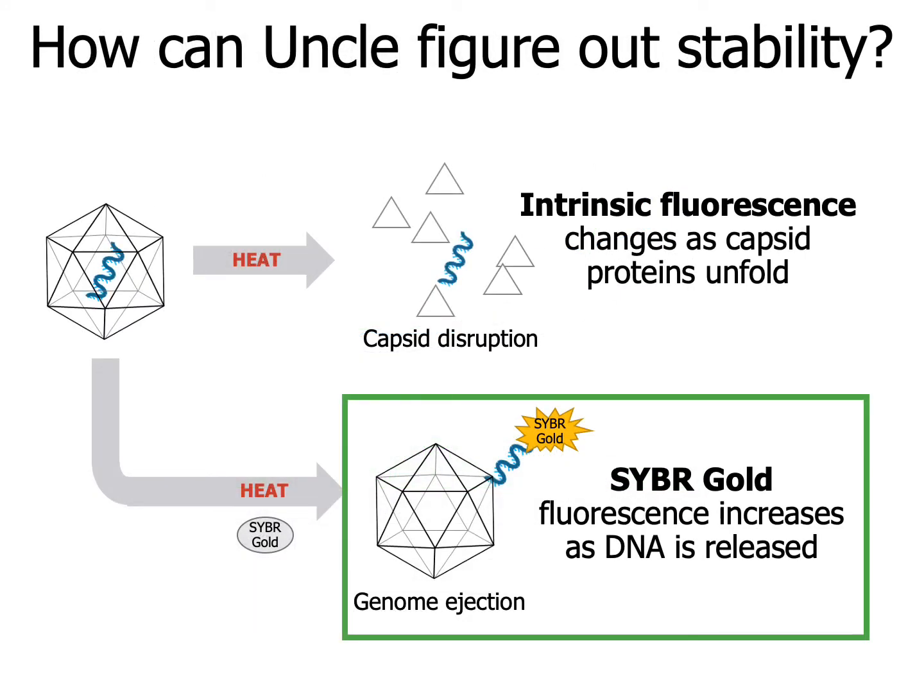Now let's take a look at the other stability pathway for AAV, the genome ejection pathway. To study this, we're going to add SYBR Gold to our samples so that we'll know when DNA ejection is occurring. In this case, SYBR Gold has very low fluorescence in the absence of DNA, but increases in fluorescence as DNA is released.